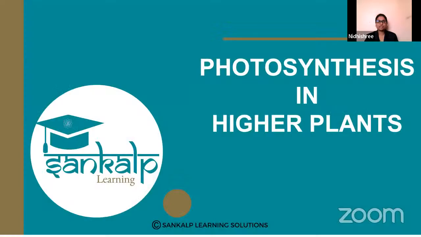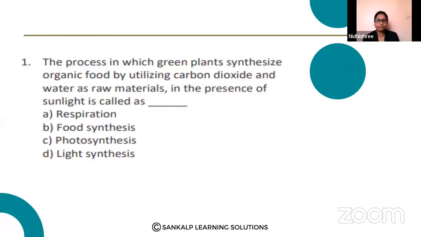Now let us solve some easy questions on this topic. Let us start with the questions now. The first question, a very easy question. I expect quick answers. The process in which green plants synthesize organic food by utilizing carbon dioxide and water as raw materials in the presence of sunlight is called which process? Respiration, food synthesis, photosynthesis, and light synthesis.